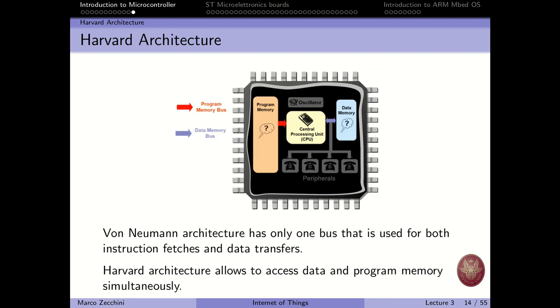Von Neumann was a guy that created this architecture. Another guy, Harvard, created another architecture that allows us to access data and program memory simultaneously. This was not possible, for example, in the von Neumann architecture. It's the classic architecture of microcontrollers, and allows us to speed up some tasks because of this architecture. So remember that a von Neumann architecture just had one single bus, while in the Harvard architecture we have one program memory bus and one data memory bus.